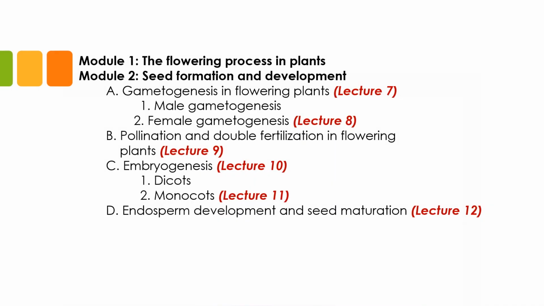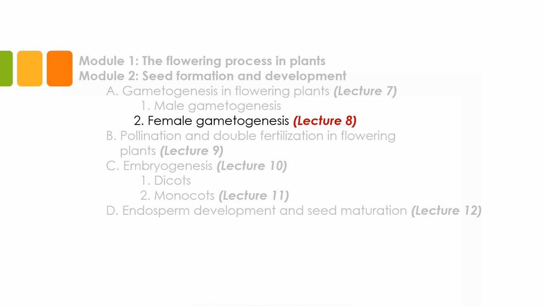From male gametogenesis, let's now shift our discussion to female gametogenesis. The process of female gametogenesis can vary across plant species, although 70% of flowering plants follow the polygonum type of development. This pattern of female gamete development was named after the genus of dicots in which it was first observed.